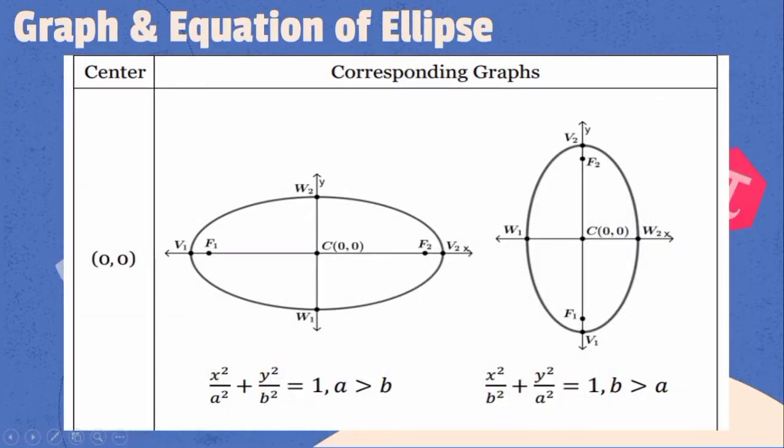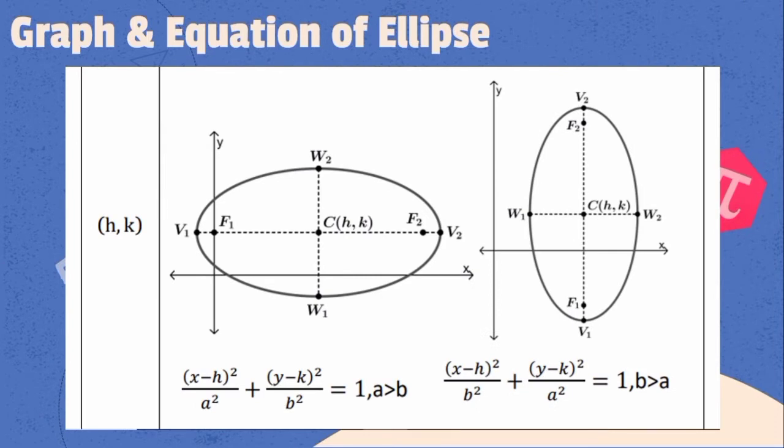We have here the graph and equation of ellipse. If our center is at the origin, our center is at (0, 0). We have two types of ellipse here, the one with the horizontal major axis and the one with the vertical major axis. Inspecting their corresponding equations, only the values a squared and b squared were interchanged.